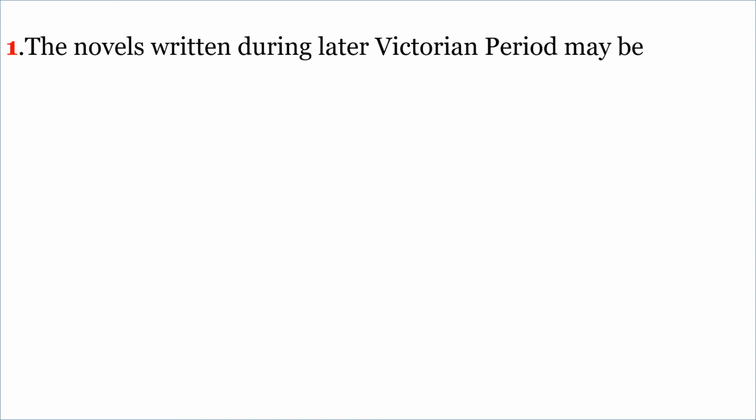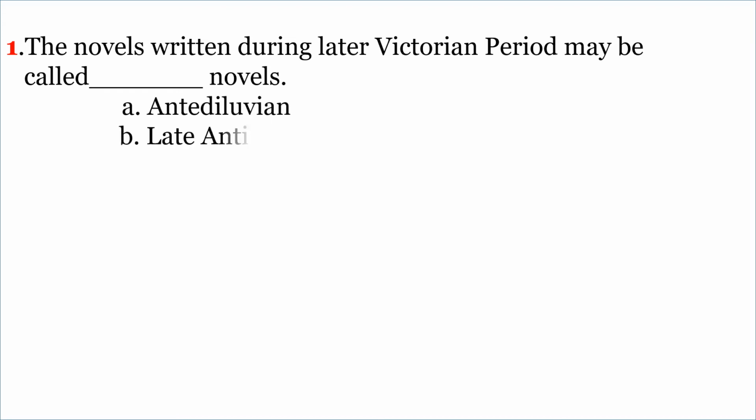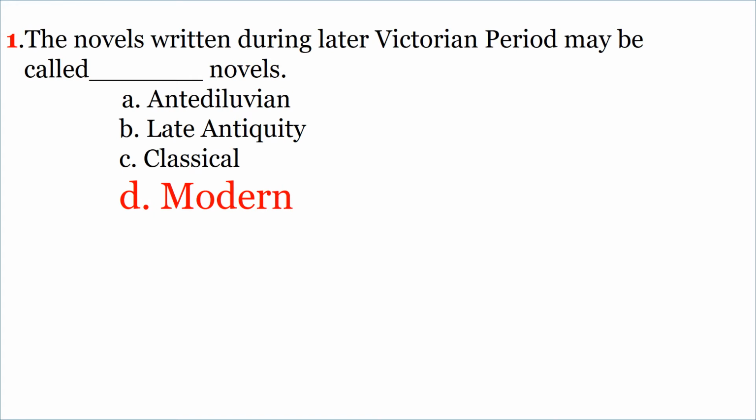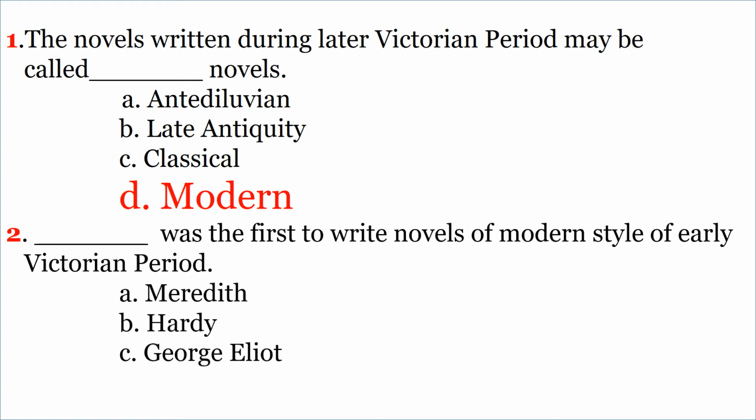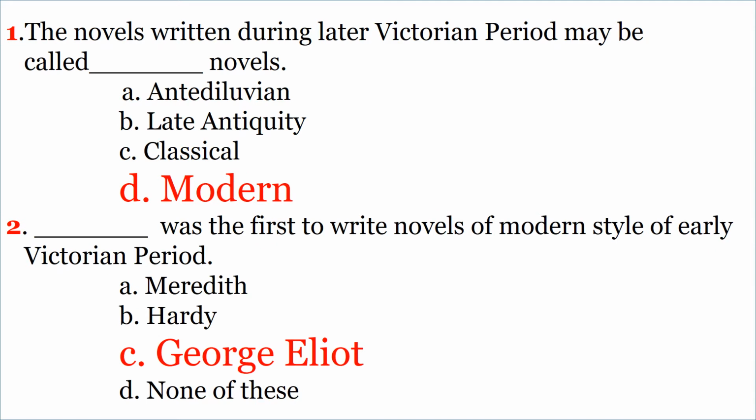Question number 1. The novels written during later Victorian period may be called dash novels. The correct answer is modern. Another very important question. Dash was the first to write novels of modern style of early Victorian period. The correct option is C. George Eliot.